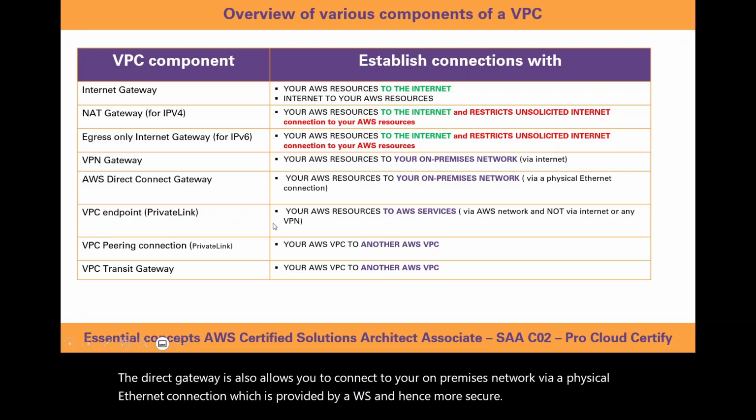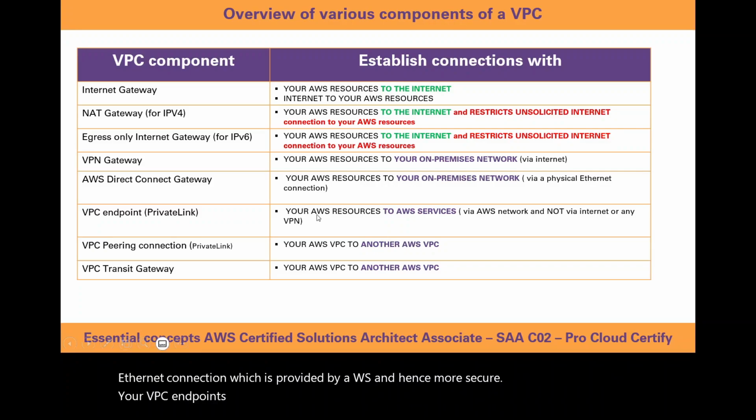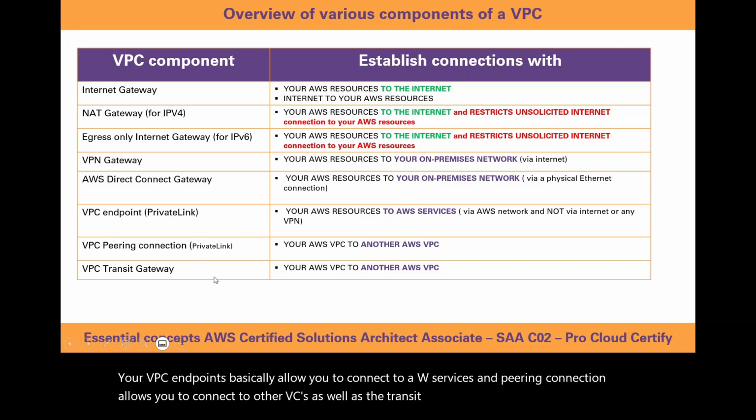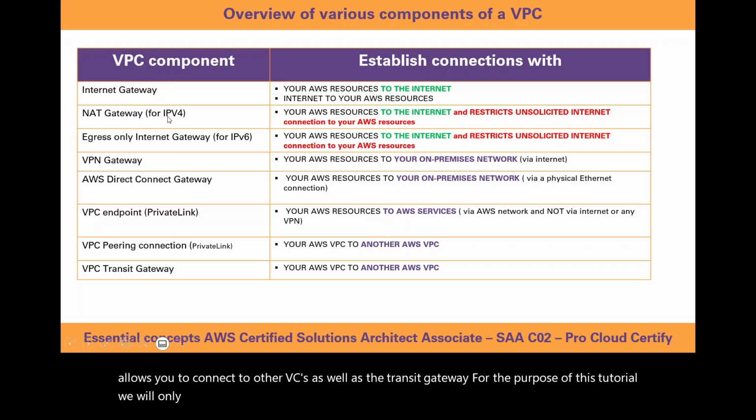Your VPC endpoints basically allow you to connect to AWS services, and a peering connection allows you to connect to other VPCs, as does the transit gateway. For the purpose of this tutorial, we will only focus upon components that help your resources connect to the internet.